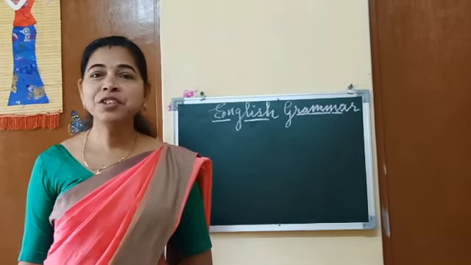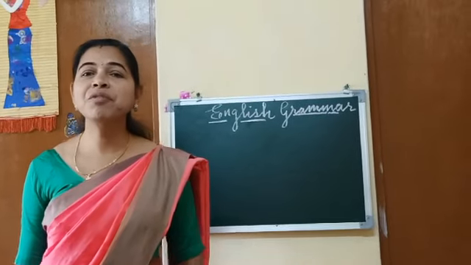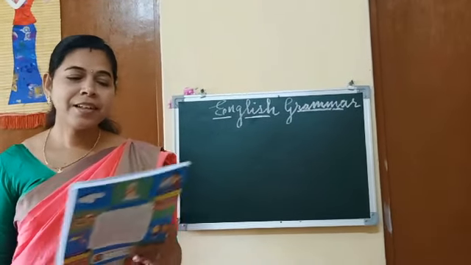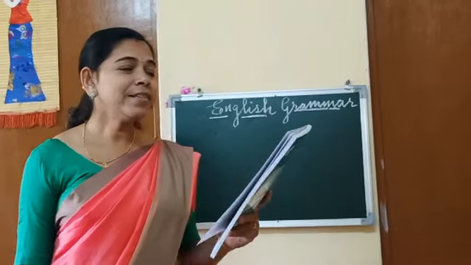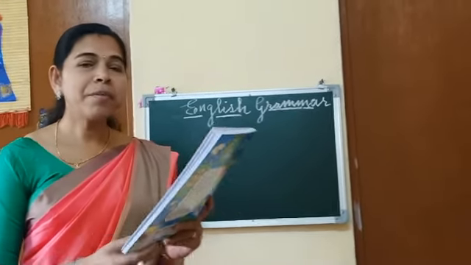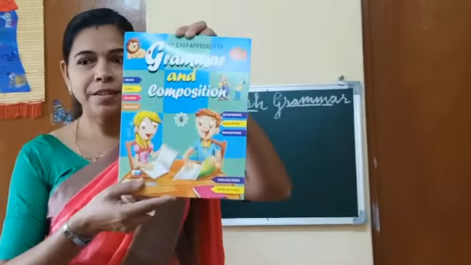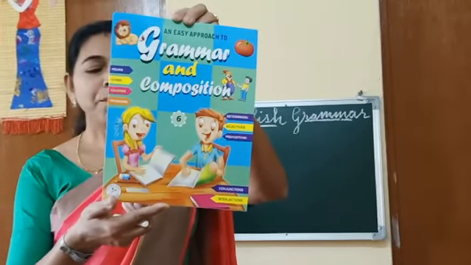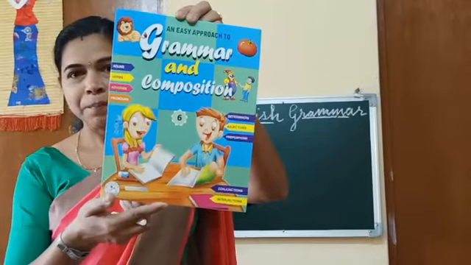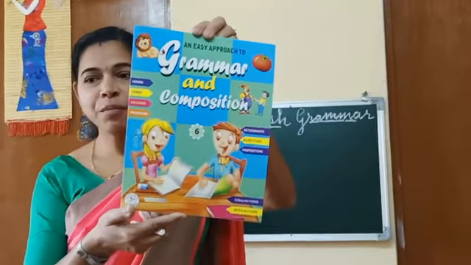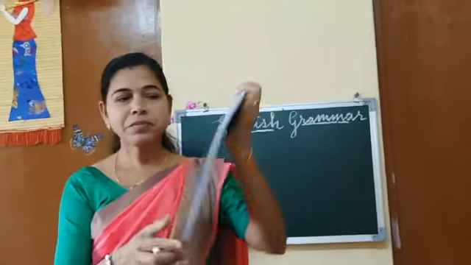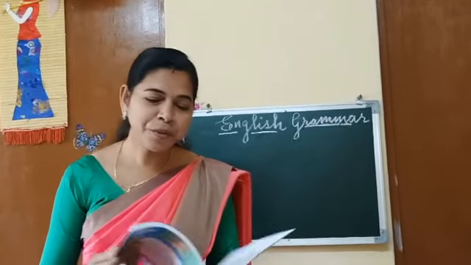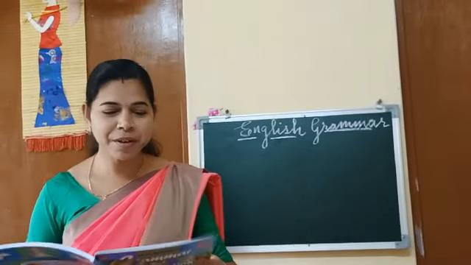Today I am going to teach you English grammar of class 6, and the name of the book is An Easy Approach to Grammar and Composition, and this is your book, and it is published by Progress Publishers. So you can have a note of your book. So I hope you are ready to learn English grammar.